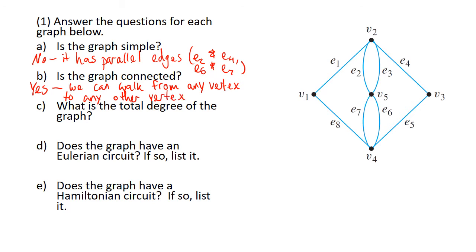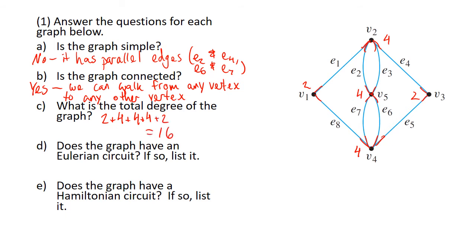Okay, what is the total degree of the graph? So I'm just going to go around all the vertices and add up their degree. So this one has 2 little edges coming out, so that's 2. This one has 4 edges coming out, so that's 4. This one also has 4, and then this one has 2, and this one has 4. Okay, so that is going to be a total of 16. So I'll just write down my calculations here.